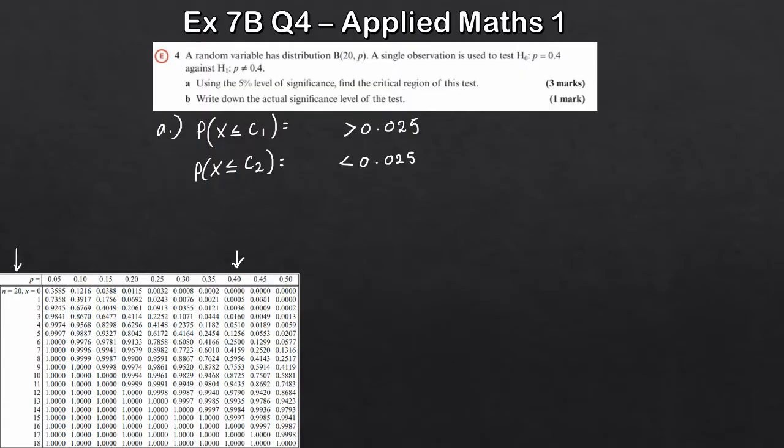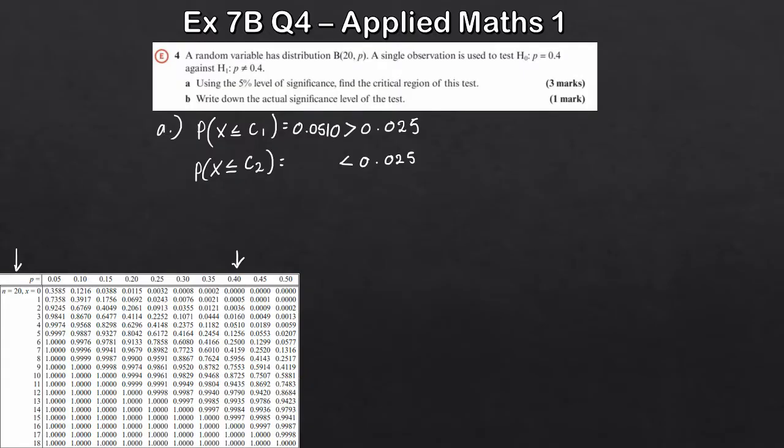We want the first one where it's greater than 0.025. So the first one where it's greater than 0.025, well, 0.000, so it's not that one. It's not this one, 0.0005. It's not the next one, and it's not this one. So my first one has to be this 0.0510. That's the first one, 0.0510, that's greater than 0.025.